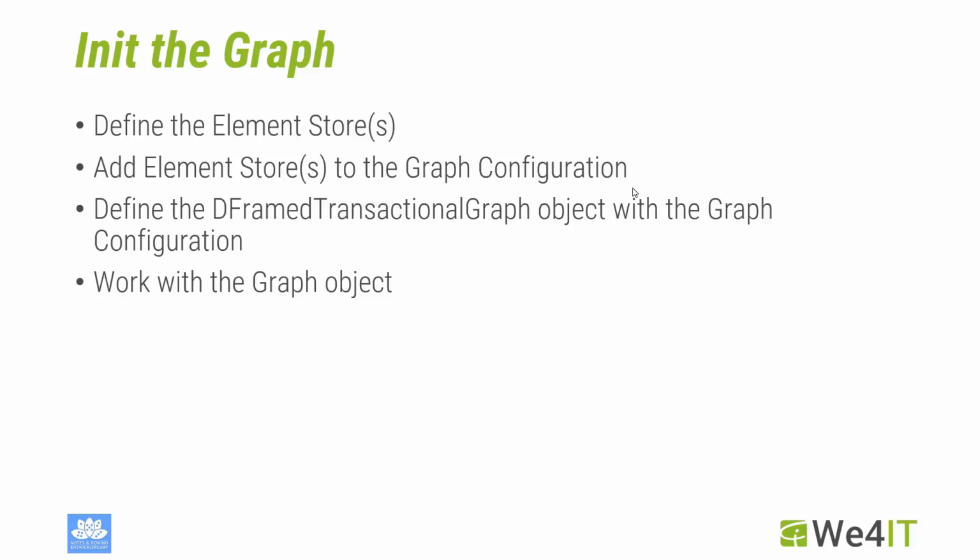The definition or the instantiation of the DFramedTransactionalGraph object can be done anytime. So there is no need to check if this graph is already existing or if the element stores are already existing. The implementation in the OpenNTF Domino API will check that for you, and it will only create those things once if they're not there, and afterwards it is just using them. So no hassle.